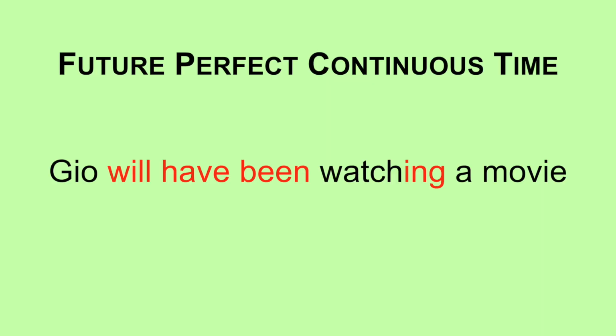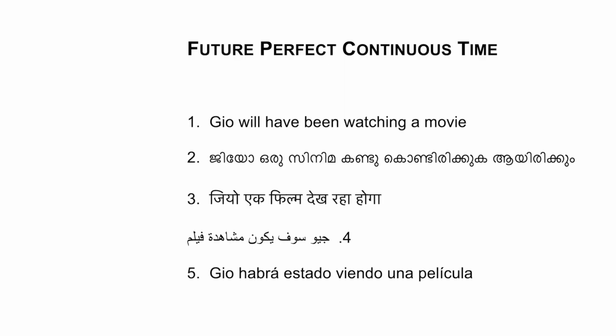What is the example for future perfect continuous time? Gio will have been watching a movie. Have plus been plus ing words. What is the meaning for future perfect continuous time?